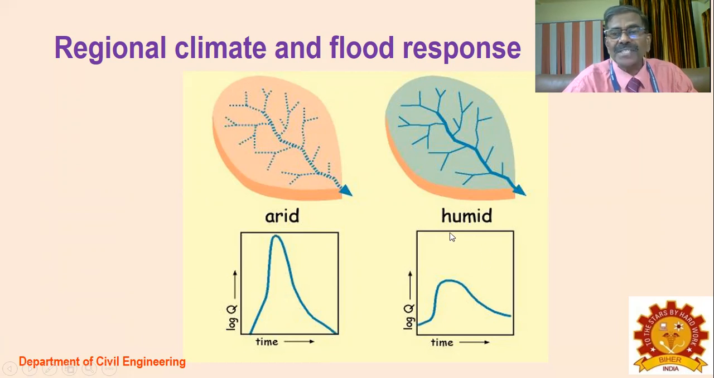If it is a humid region where the humidity is very high, then it will touch a very small peak, but it stays for a longer time and then it dies down. That is one of the climatic conditions which is related to the floods.